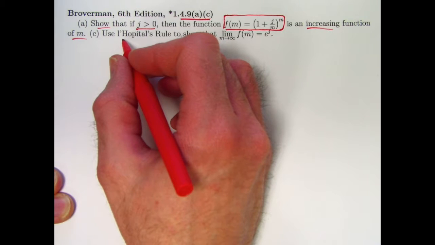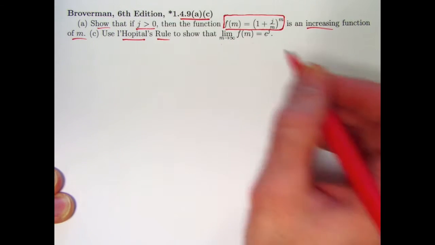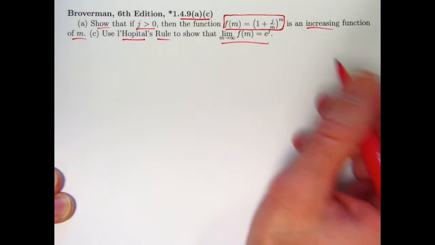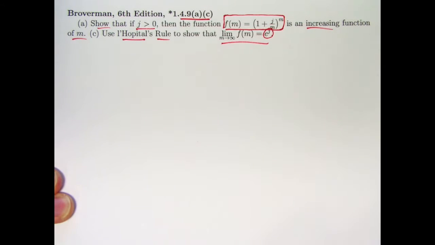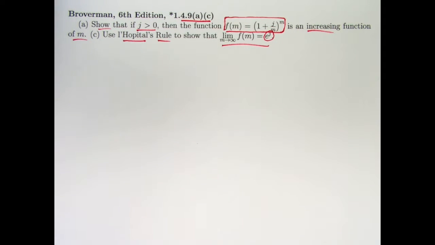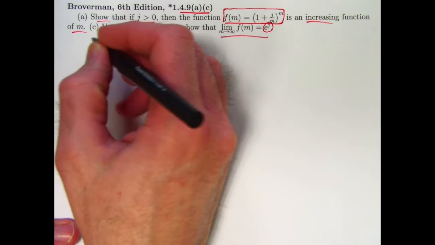And then in the second part, we're going to use L'Hopital's rule to show that in the limit, as M goes to infinity, the value of f of M approaches e to the j power, which corresponds to continuous growth. All right, so get your calculus skills ready here. Let's do this in a series of steps.